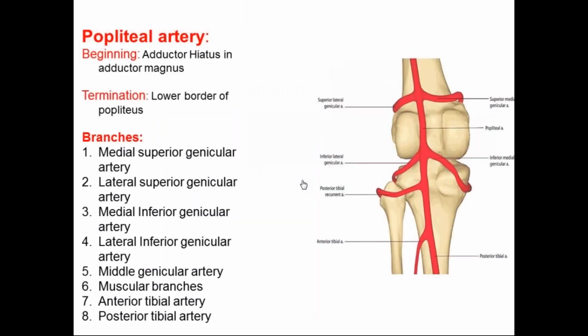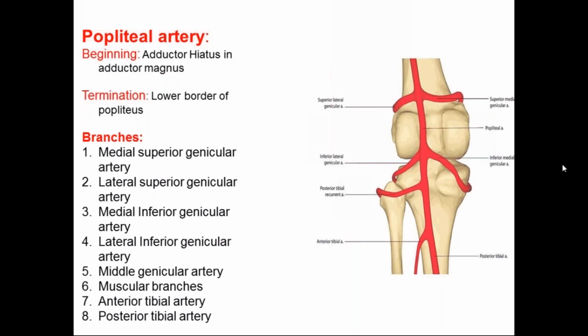The branches given by the popliteal arteries are the muscular branches, two terminal branches, that is the anterior tibial and the posterior tibial arteries, and five genicular branches. There are two superior, two inferior, and one middle genicular artery. The middle genicular artery pierces the oblique popliteal ligament of the knee, and it is supplying the cruciate ligament and the synovial membrane of the knee joint.